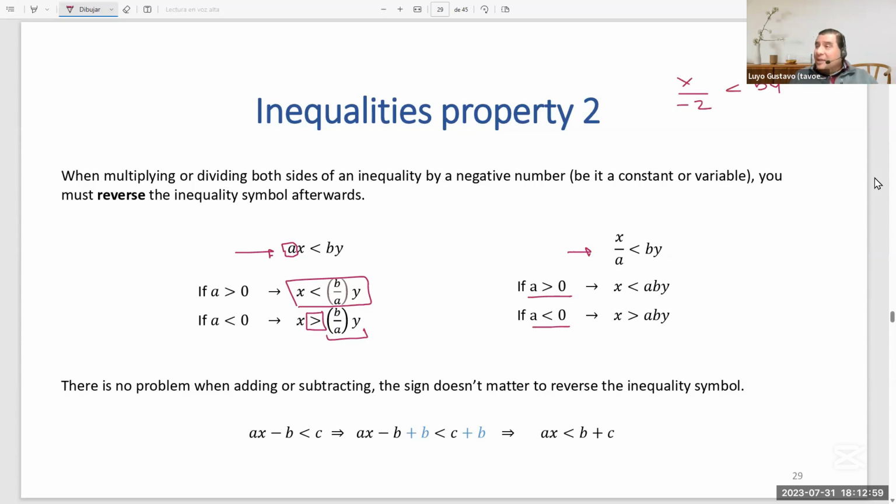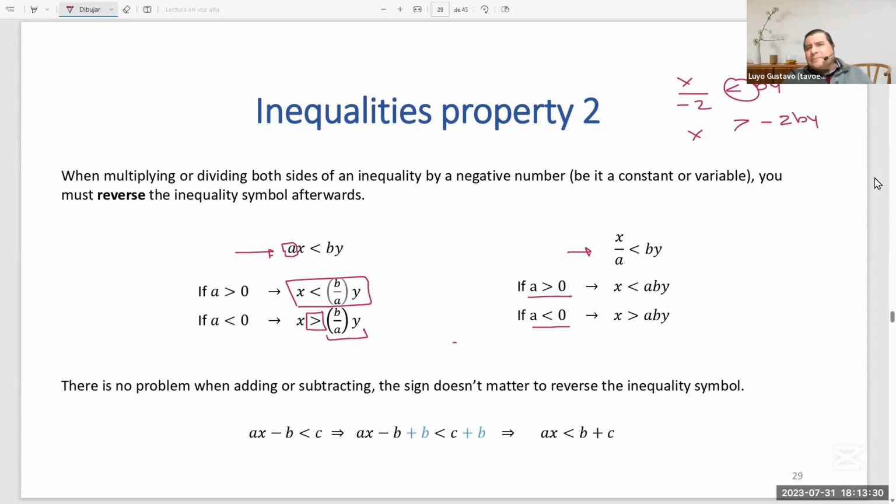How do I isolate this X? I multiply both sides by negative 2, so here I get negative 2BY, but then this has to change, like this. Okay, don't forget that. You only do that, reversing the inequality symbol, when you divide or multiply both sides of the inequality by a negative number. But if you add or subtract a negative number on both sides, you don't need to do that. Don't touch the inequality symbol. Leave it as it was originally. Okay?